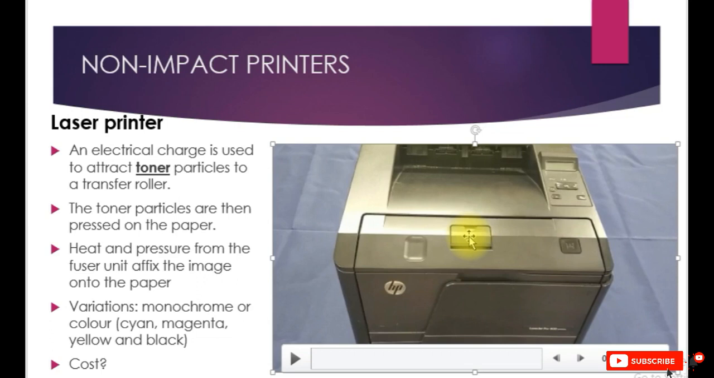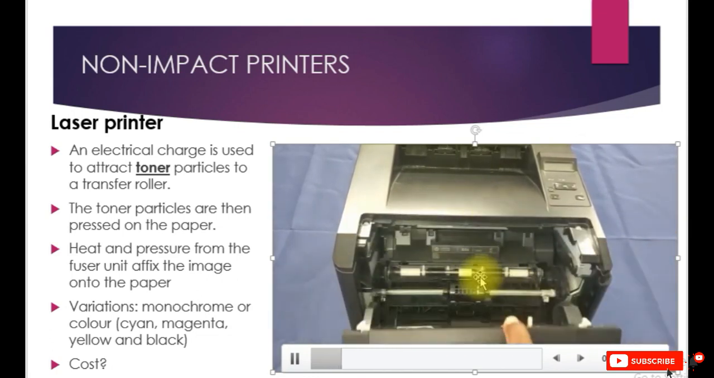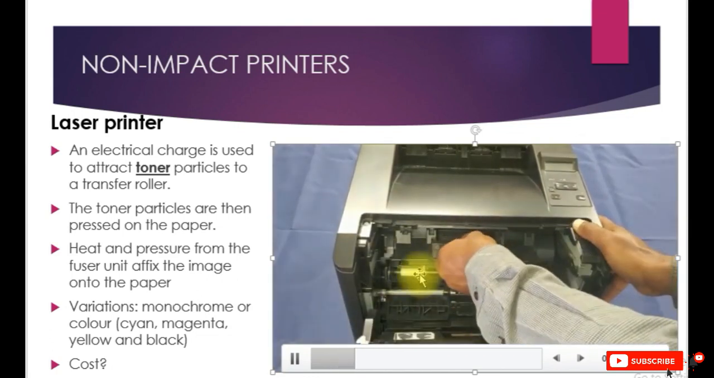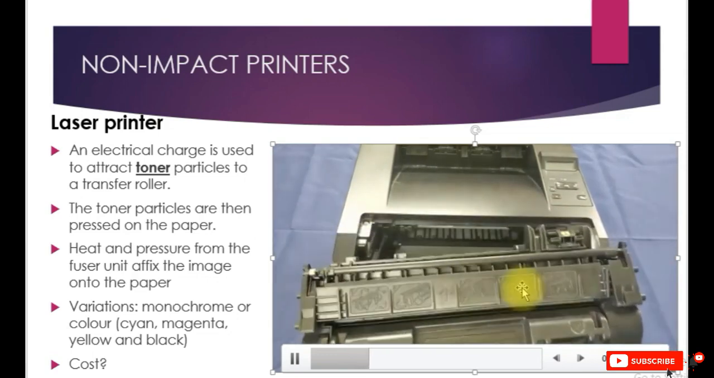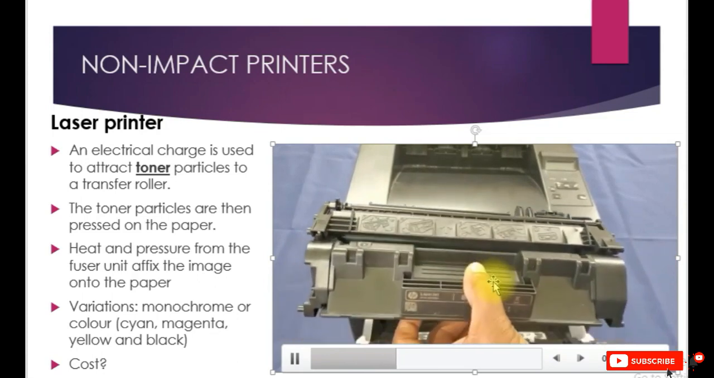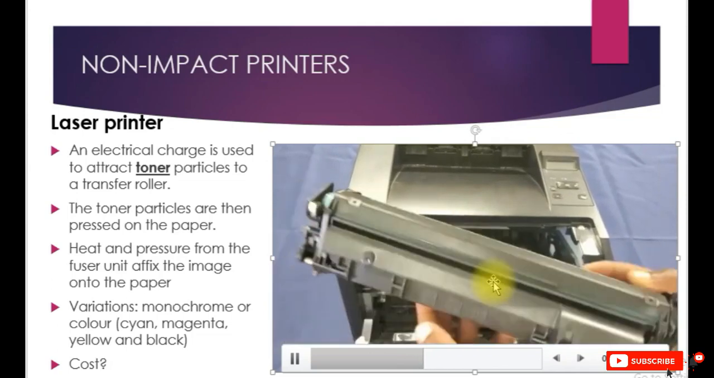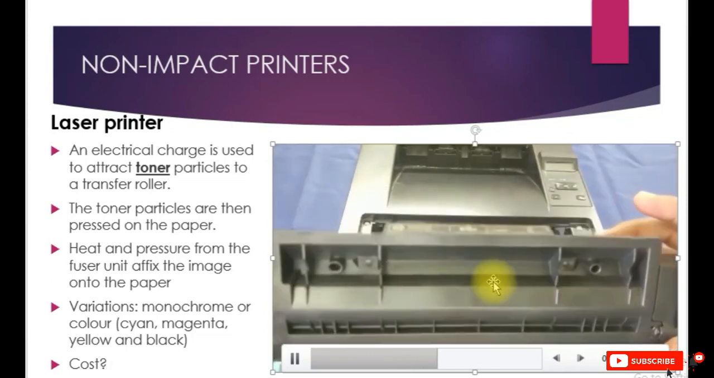If the laser printer is monochrome, it means that it prints in one color, mono, one, and that color is black. So this printer that you're looking at here in the video is a monochrome printer. It only has one toner. Notice there's only one toner there, and the toner is black. So by virtue of it only having one toner, it would only be black. So that is a monochrome printer.